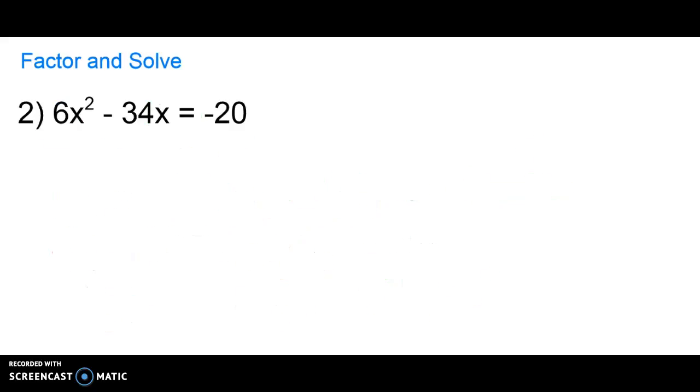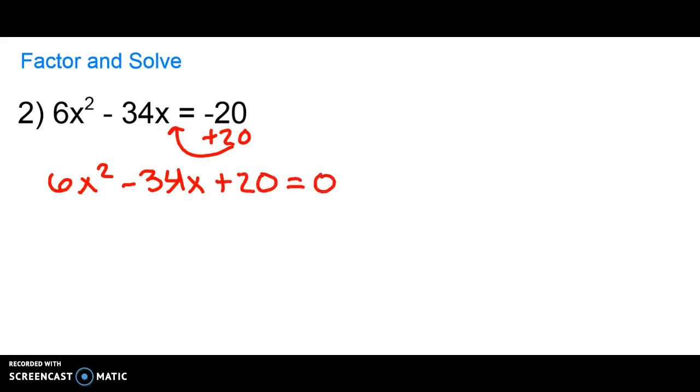Let's try another one. 6x squared minus 3x equals negative 20. Is this equal to 0? No. So the first thing is I have a minus 20, so I need to add it over to the other side. So I'm going to rearrange it. So I have 6x squared minus 3x and 4x, and then I have plus 20 equals 0 because I added it to the other side.